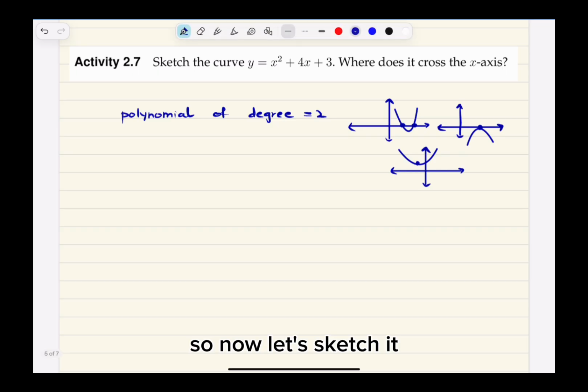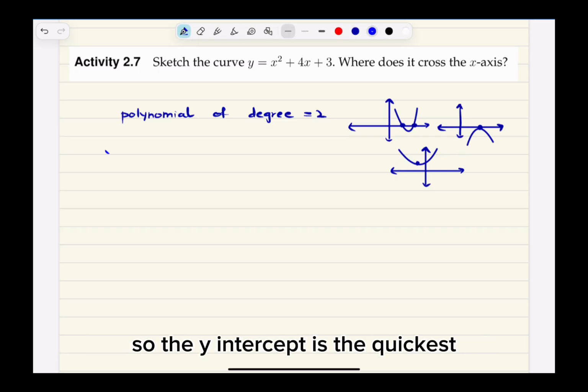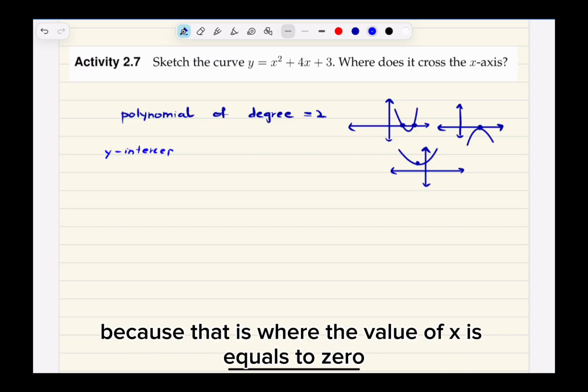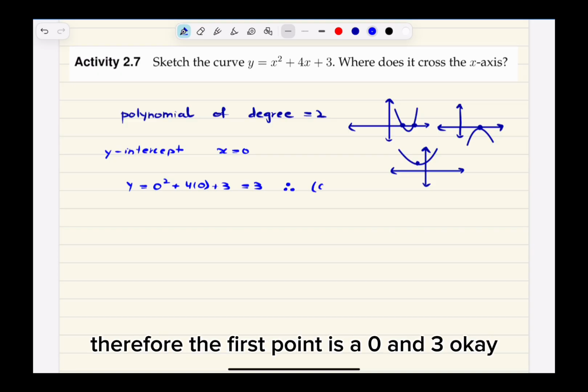Okay, so now let's sketch it. Remember, we want to find the intercepts. The y-intercept is the quickest because that is where the value of x is equal to 0. So 0 squared plus 4 times 0 plus 3 is simply 3. Therefore, the first point is (0, 3).